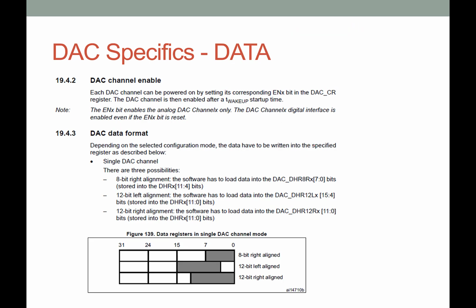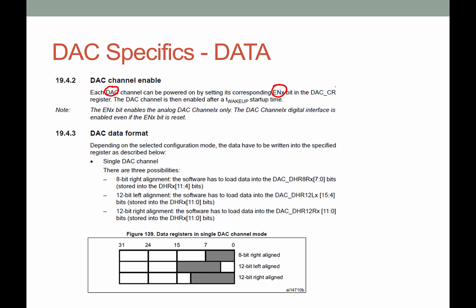So now, as we start looking at every one of the important aspects of this, how are we going to output something on the digital to analog converter, what are the bit combinations that we need to set to enable it, what do we need to do to put things where, and so forth. It says a couple of important things here. One, we can enable each DAC channel by setting its enable bit. So we have EN1 and EN2 for the first and second digital to analog converter channels.